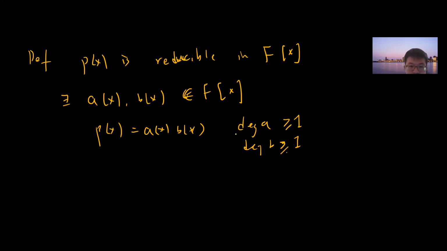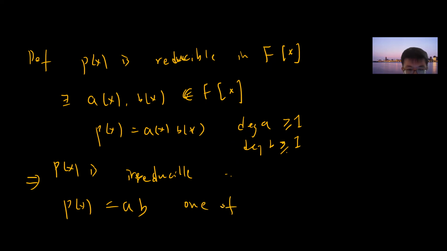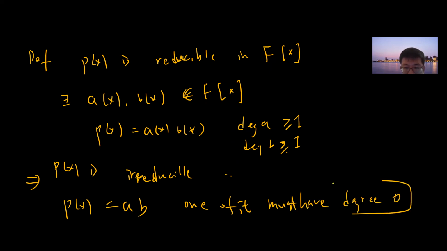Right, this just follows from the general Euclidean ring. In a general Euclidean ring, if an element is not prime, it means you can write it as a product of two elements that are not units. So if P of X is irreducible, you just reverse this definition. Irreducible means that if you can write P of X as A times B, then one of them must be constant, right? One of them must have degree 0, which just means a non-zero constant. Okay, so this is irreducible.